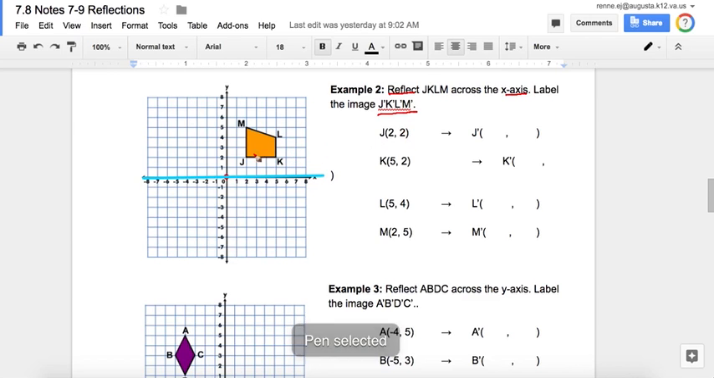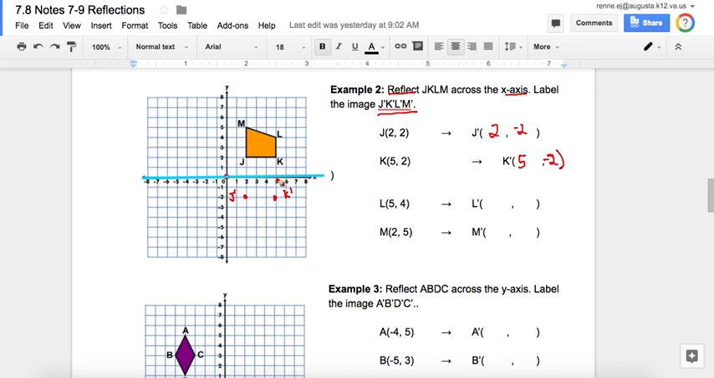So now, when I reflect J, K, L, and M, I've got to cross that line. So I'm going to find J. It takes me 2 to get to that line, so I go 2 in the other direction, and I call that J prime. I come over here and write down the new coordinates. I see it's 2, -2. Find K. I go down 2, so come over to K and call it K prime. And we're going to call that 5, -2. Close your parentheses here because it's lacking. And then go over to L.